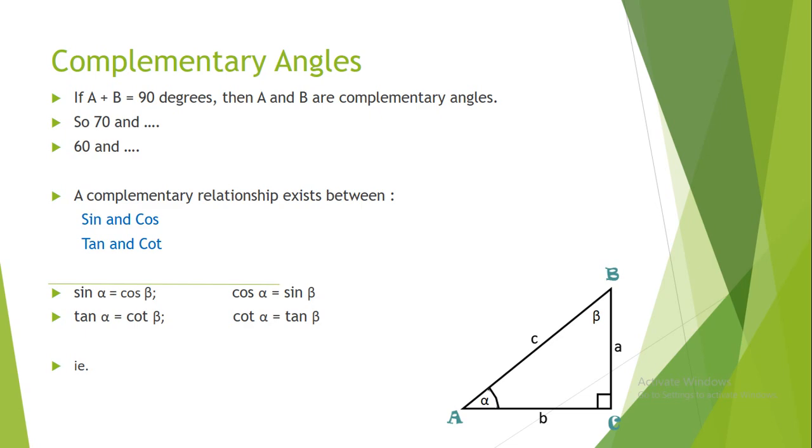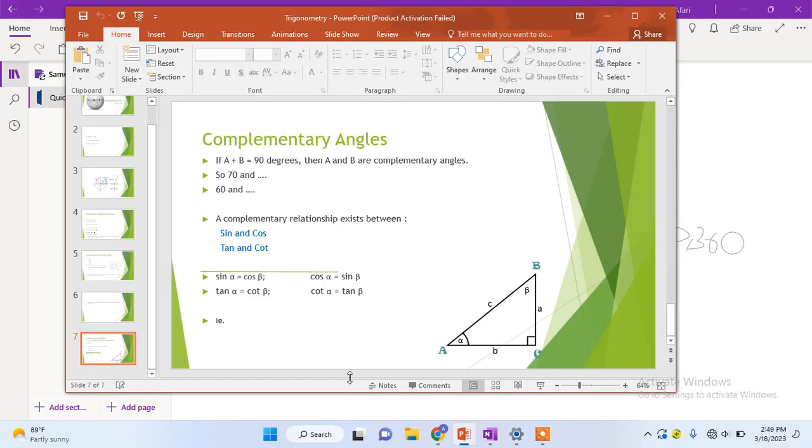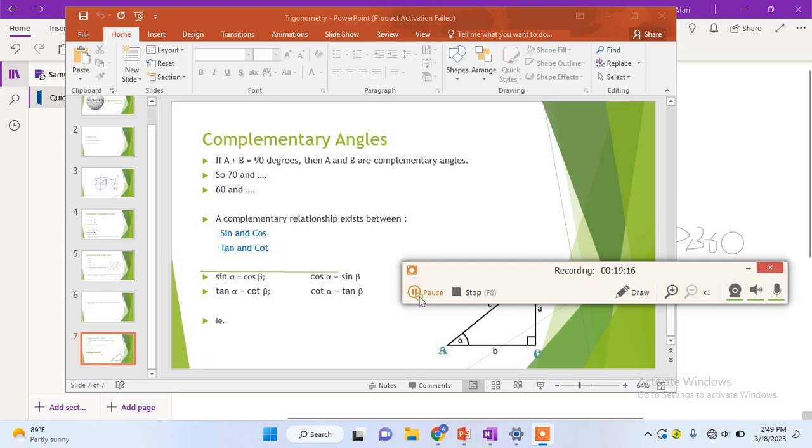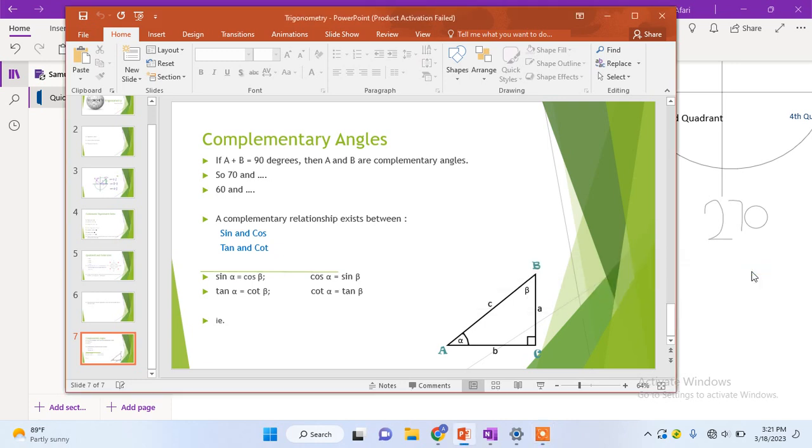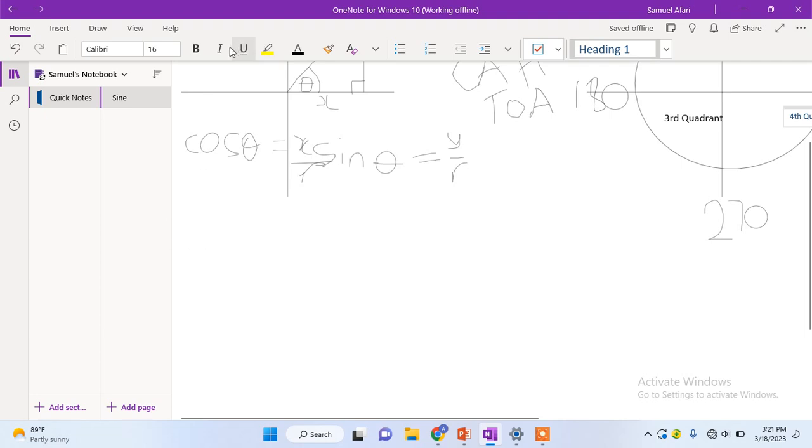Okay, now there's also a complementary relationship. Just as I said that a complementary relationship exists between sine and cos, in that same way, there's also a complementary relationship between tan and cot. So there's something like sine 45 is equal to cos 45, and then sine 30 is equal to cos 60.